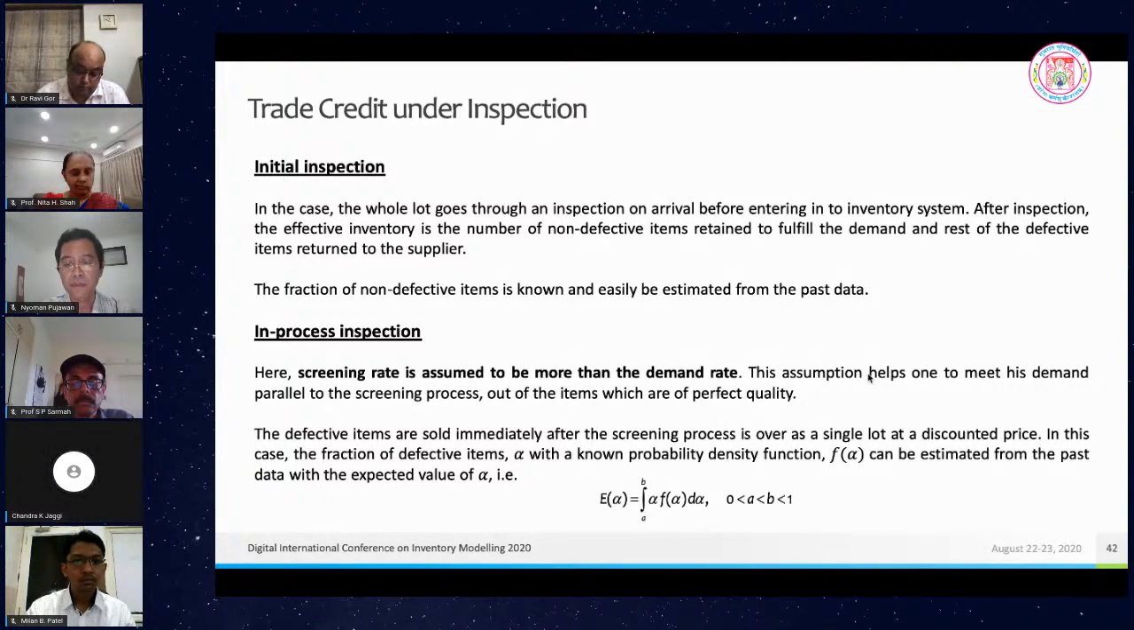Now, in process, the screening rate here we assume to be greater than the demand rate, because simultaneously when the units are coming, we are inspecting them and meeting the demand side by side. This inspection helps to meet the demand in parallel. Here we assume a density function for the defective fraction, which can be estimated from past data, by seeing which function fits properly from the past. Next, please.